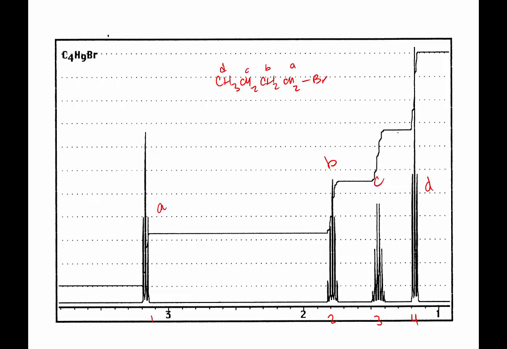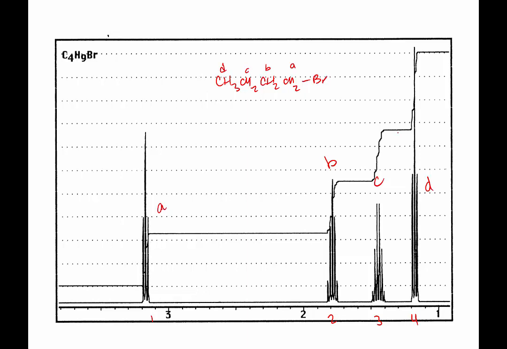But triplet, why is this a triplet? Well, first of all, why is it here? Because it's a hydrogen attached to a carbon attached to an electronegative element. What electronegative element? Well, in this case, I know it's a Br. The other one's a multiplet, so it's in between. The third one's a multiplet, it's in between. But they're getting farther and farther away from the bromine.